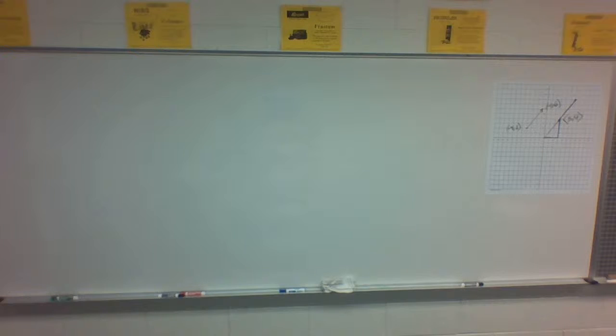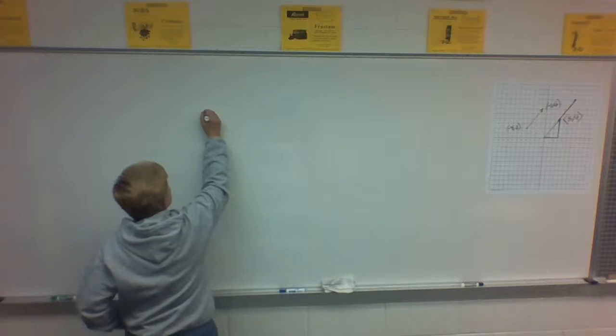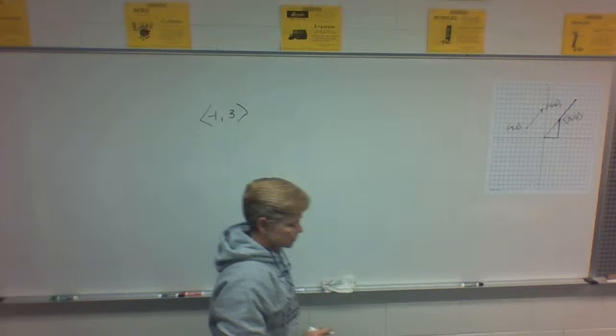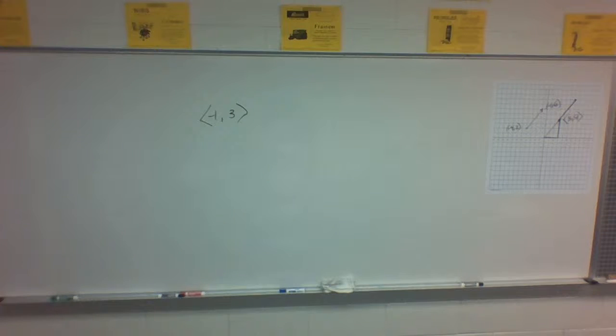So with that in mind, look at example 3, and it says we've got u equals -1, 3. And they've got it in component form, which means we can assume that u's tail is at the origin. That's u. And we have v, which is 4, 7.